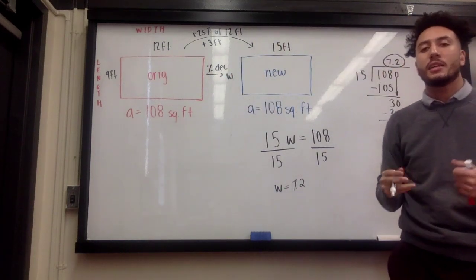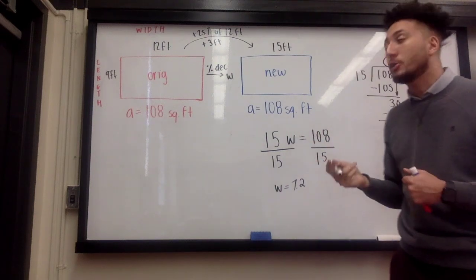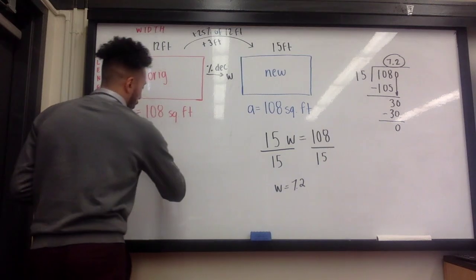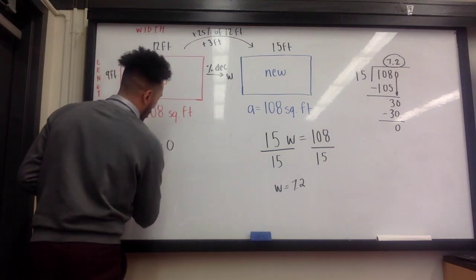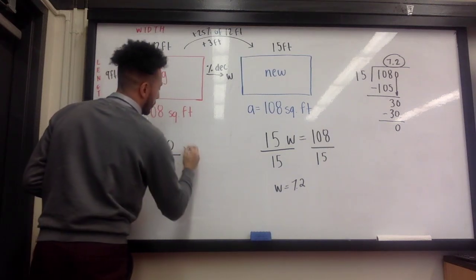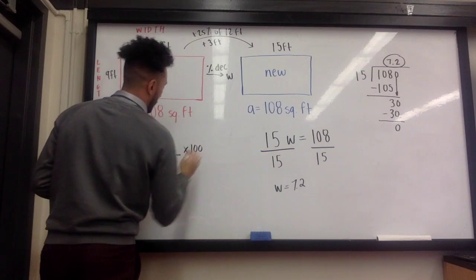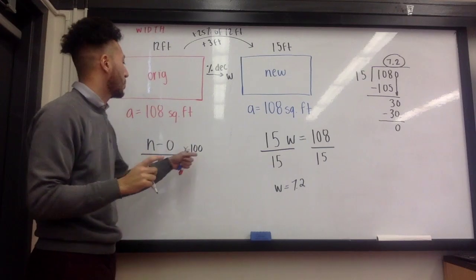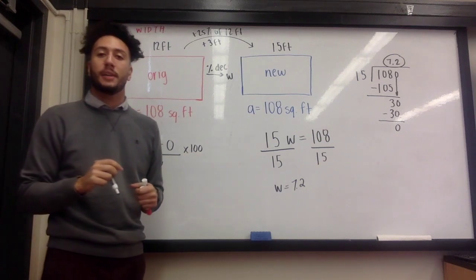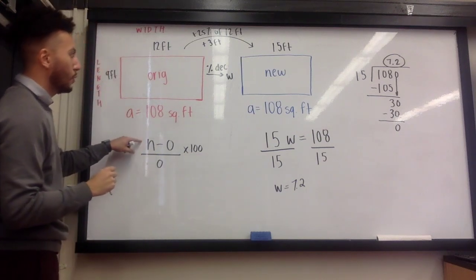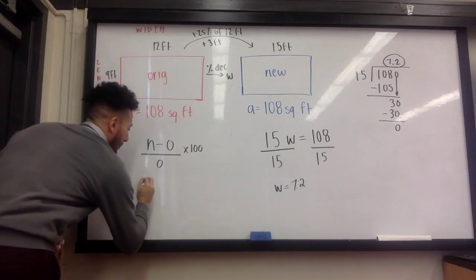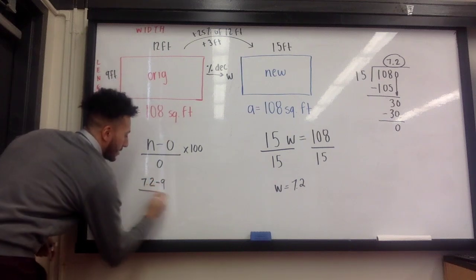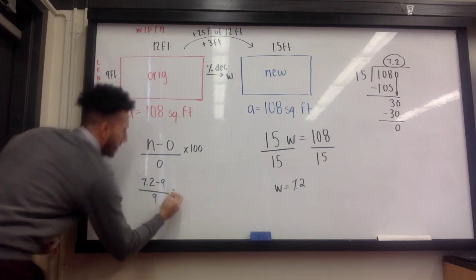And when we're talking about percent change, or particularly percent decrease, we know that we have a formula. And that formula is new minus original over the original times 100. Because this will just get you to a decimal, and I want to get it to a percentage, which is why the multiply by 100 is there. Now my new is 7.2. My original was 9 feet, and it is over 9 feet.